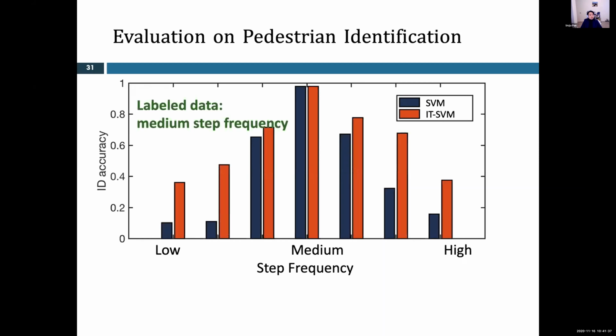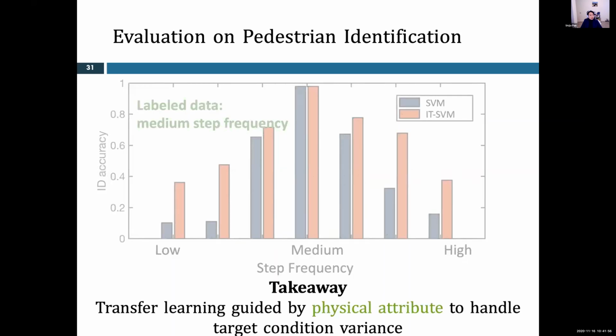But if we are using the iterative learning model that expands the model through multiple iterations slowly, we'll be able to achieve up to 3 times improvement in those extreme cases. So the takeaway message here is that we developed this transfer learning framework that's guided by the physical attributes to handle the target condition variation.